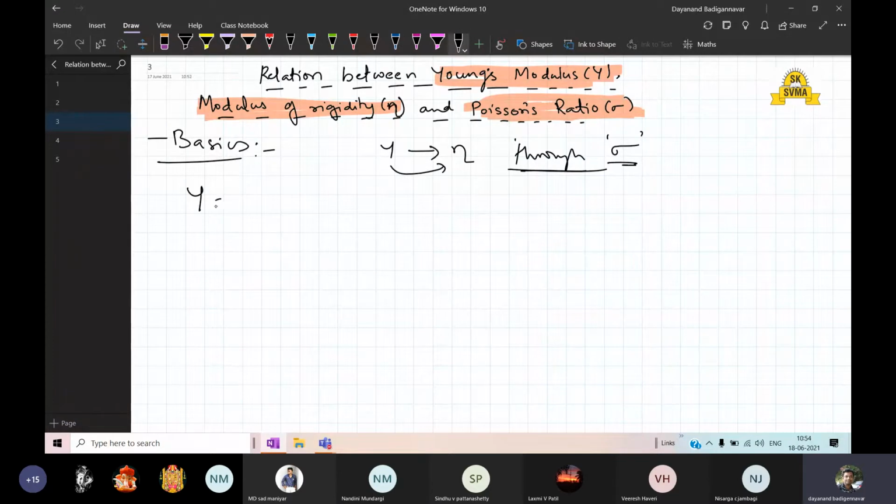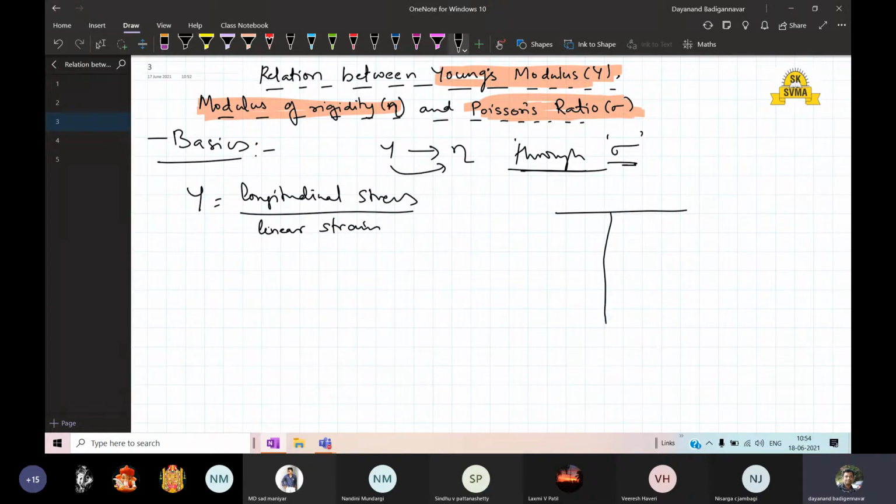So what is this Y? Y is the Young's modulus. We have already learned it. It is the ratio of longitudinal stress to linear strain. When you apply the stress along the length, there is an increase in the length.